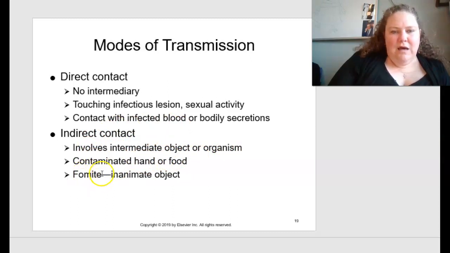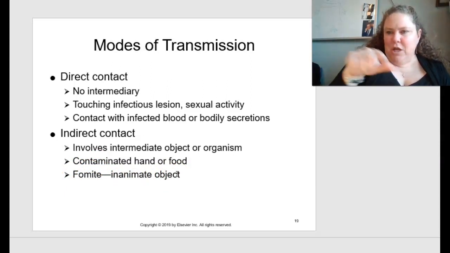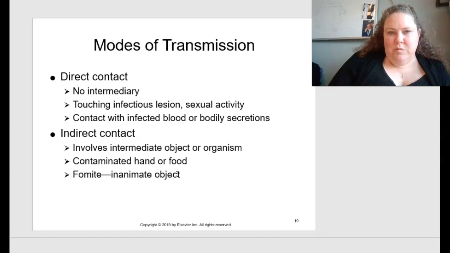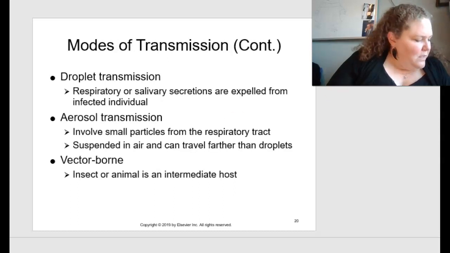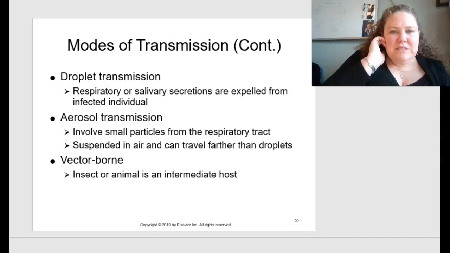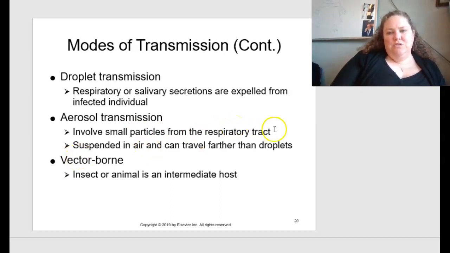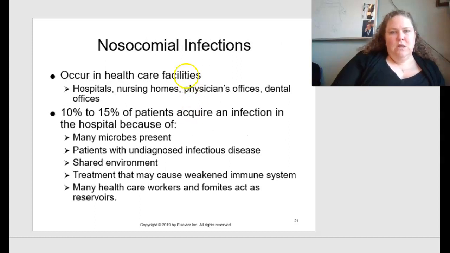Or you can have indirect contact, which involves intermediate objects or organisms: contaminated hands or feet, food, right? Or you can have fomites, which are inanimate objects: door handles, glasses, the debit card things, right? Anything that is not a living thing, but it can have contact from people before and after you. You can also have droplet transmission, and this would be respiratory or salivary excretions that are expelled from the infected individual. Aerosolized transmission involves small particles from the respiratory tract, suspended in the air, and they can travel farther than the droplets. You can also have vector-borne transmission. This would be with an insect or an animal as an intermediate source.